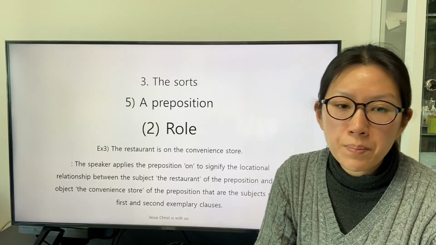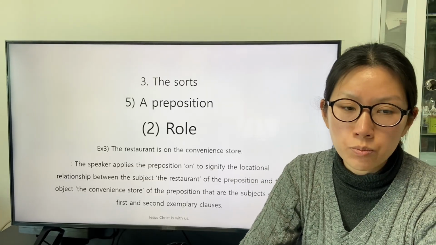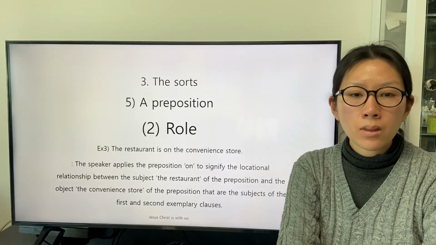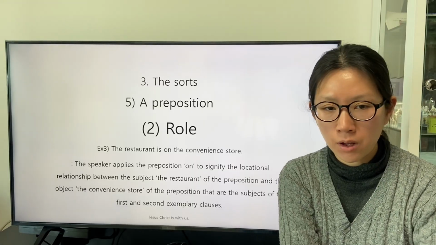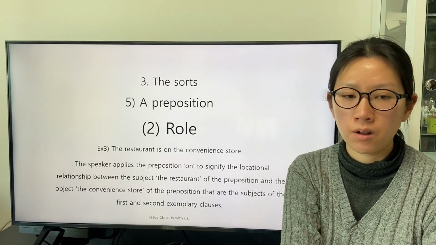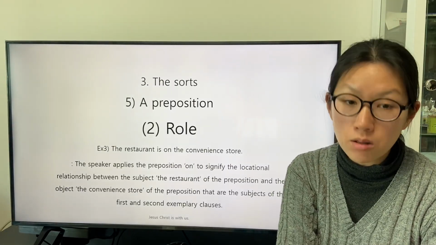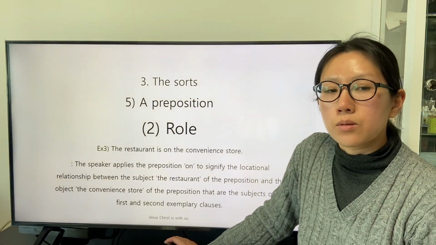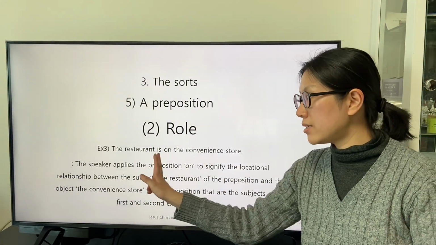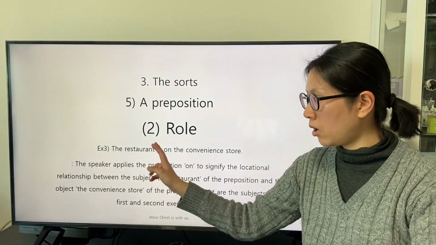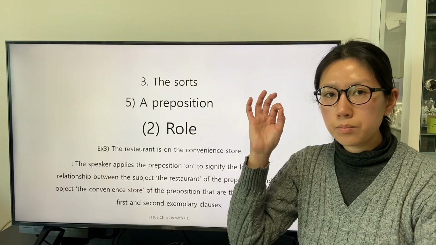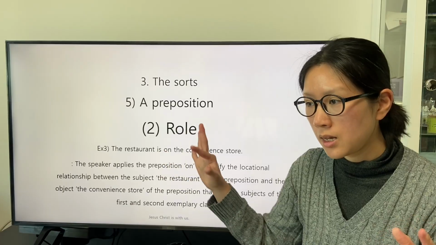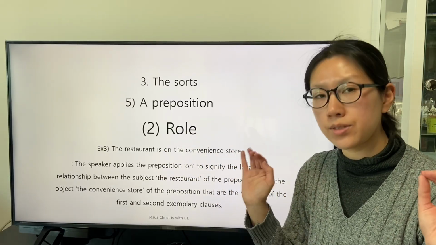The speaker applies the preposition on to signify the locational relationship between the subject, the restaurant, of the preposition, and the object, the convenience store, of the preposition that are the subject of the first and second exemplary clauses. In this clause, the be verb is describes the subject. The be verb, whose form is is, is classified as an intransitive verb.